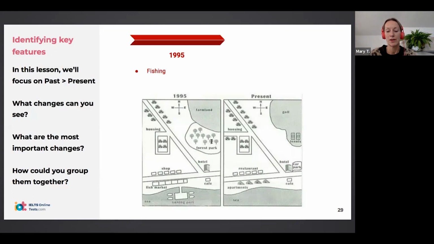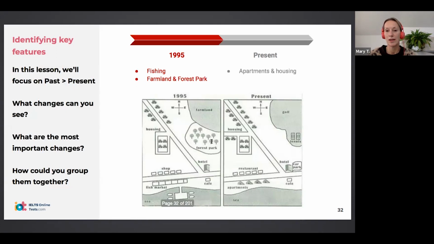Yeah, so just let's have a look at the two different time periods. So 1995, there was a fishing port and farmland and forest park. Okay, so that's a big change. And then how about the present? More houses, that's a major change, yeah. Golf and tennis courts, that's right. Okay, so apartments and housing, and golf course and tennis courts. Okay, so they're the main changes really.